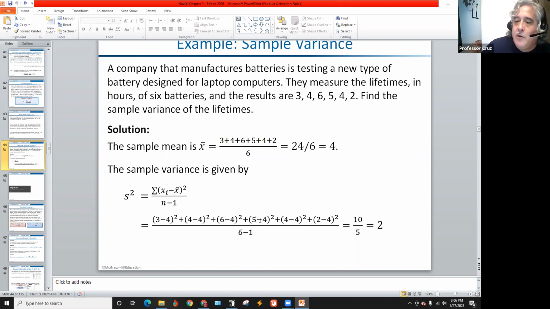5 take away 4 is going to be a 1. Another 0. 4 minus 4 is 0. And 2 minus 4, you're going to have a negative 2 there. Now, once you square those, they add up to 10.